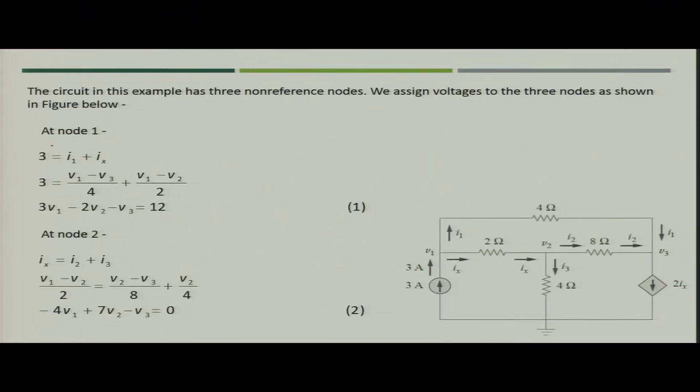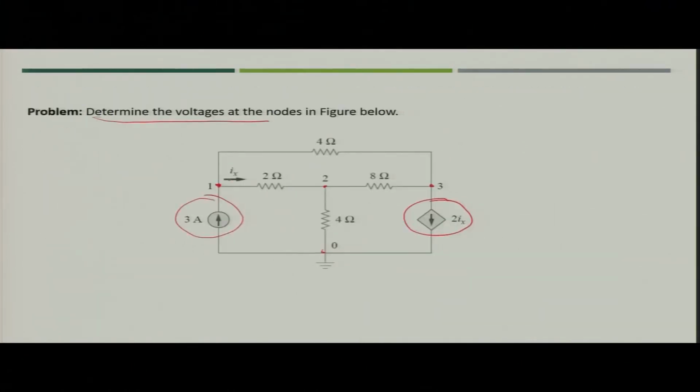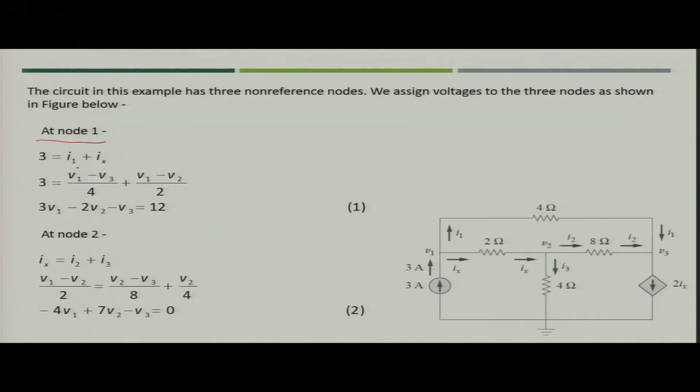What will you get from node 1? In case of node 1, say this current is Ix, and this you may take as another current I1. So, what will happen is that you can simply write that 3 ampere current is going in and I1 and Ix are going out. So, you will write I1 plus Ix.